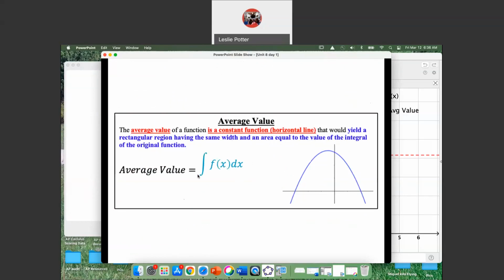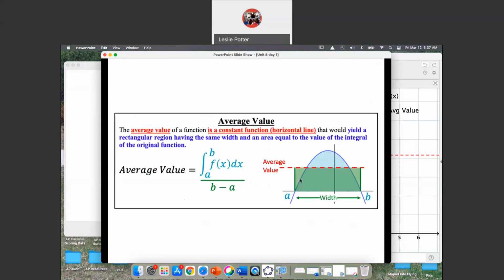So what we are looking at mathematically then is integrating the function from a to b, so from that domain, and then dividing out, so we get that area, dividing out then the width of the domain, which is b minus a. And when we divide that out, then we get a single value that's across that entire region, and we call that the average value. And that generates that rectangular region with a constant function on top.